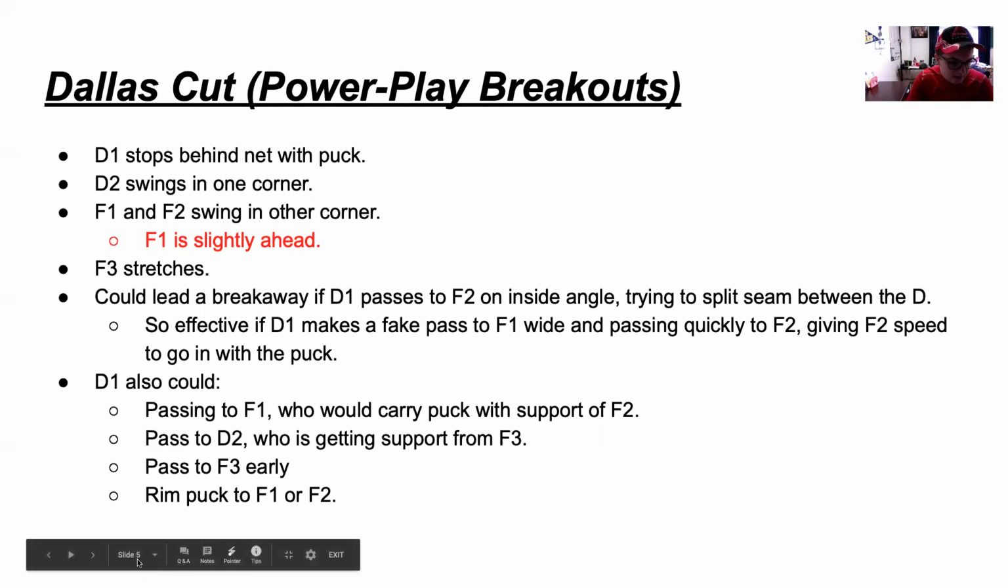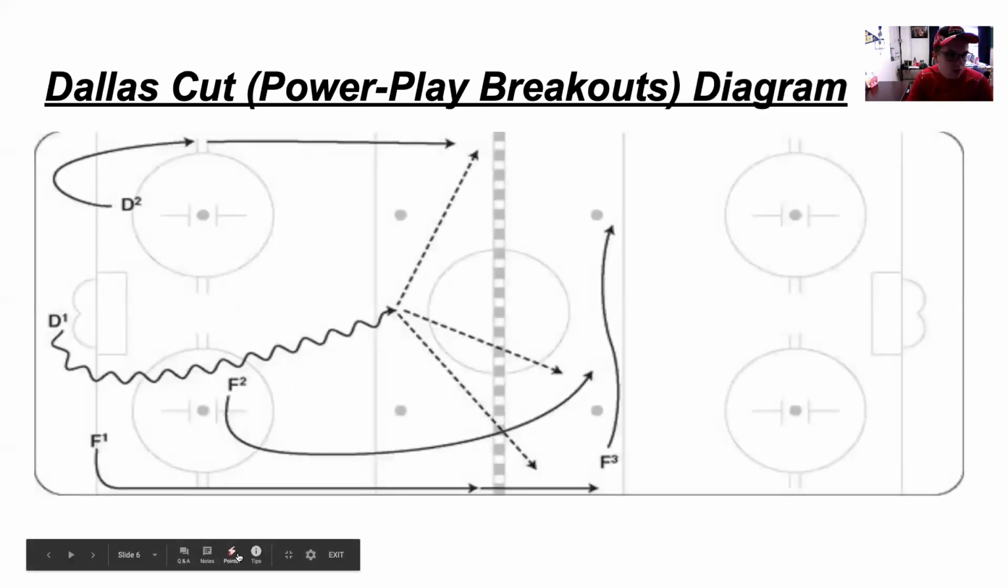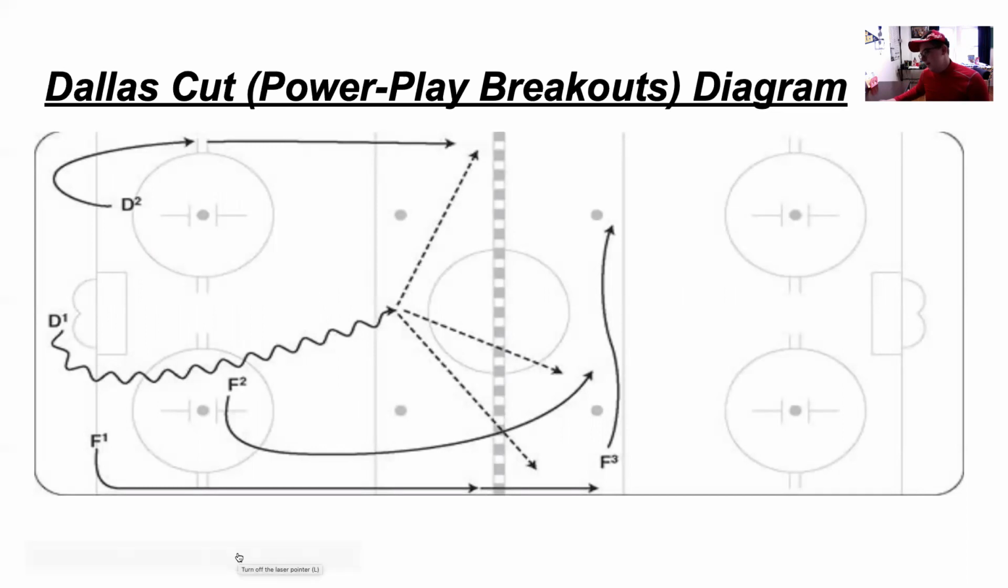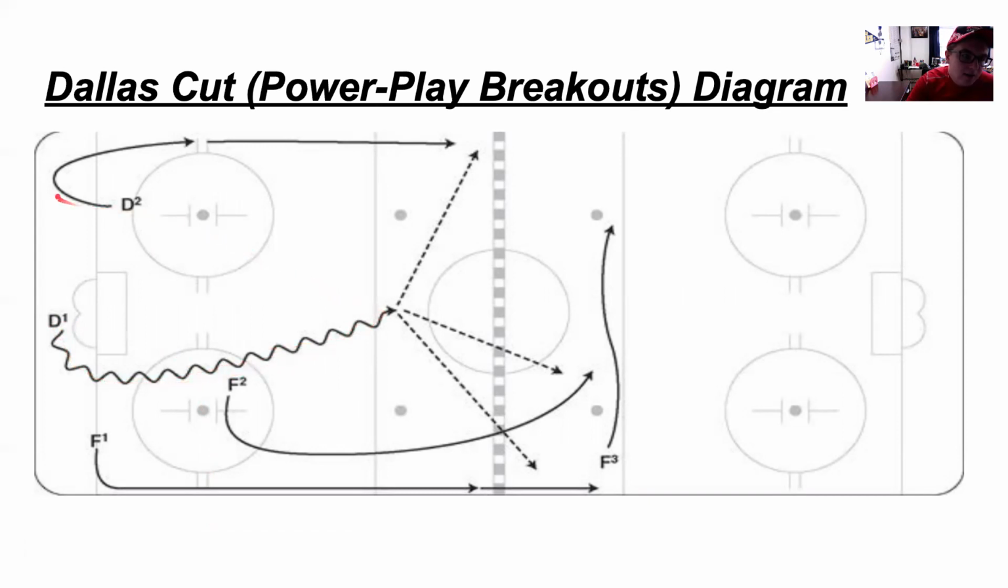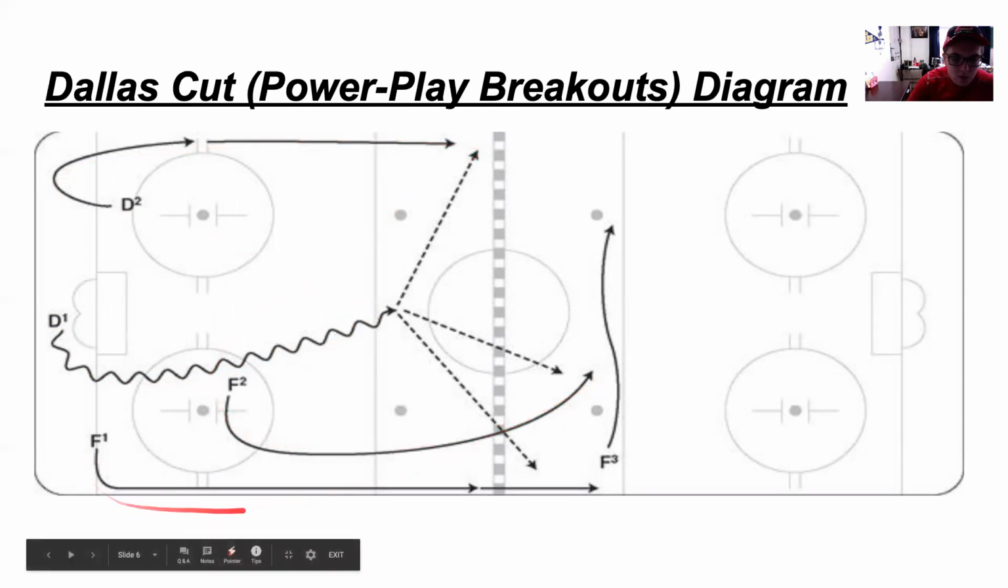So I'm going to show you guys a diagram here. Okay, so let's just take a look at the options. D1 gets that puck, right? Stops behind the net. So it's going to skate up a little bit. As soon as D1's skating up, you're going to see D2 swing up a little bit, F2's going up there, and F1's going up there.